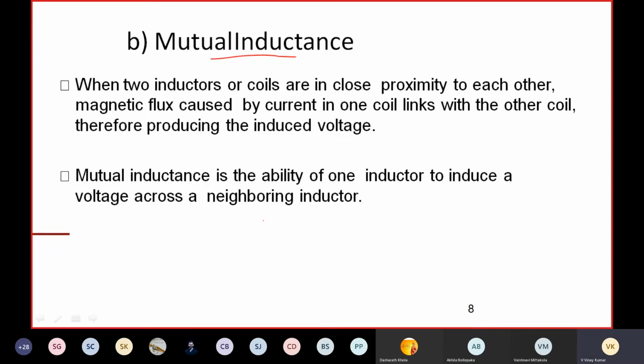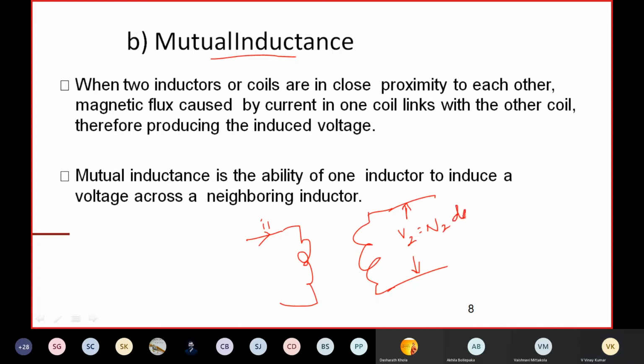When current is flowing through its own coil, let me take two coils. This is coil 1, whereas this is coil 2. Let I1 be the current flowing through this. Then you can collect the EMF across this: V2 is equal to N2 d phi by dt. This will be d phi 1 2 by dt. This is mutually induced EMF.